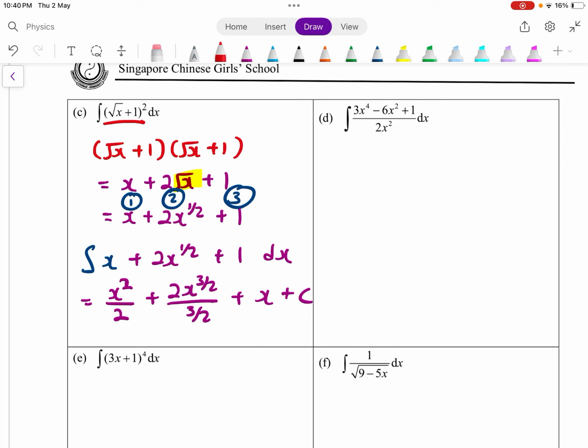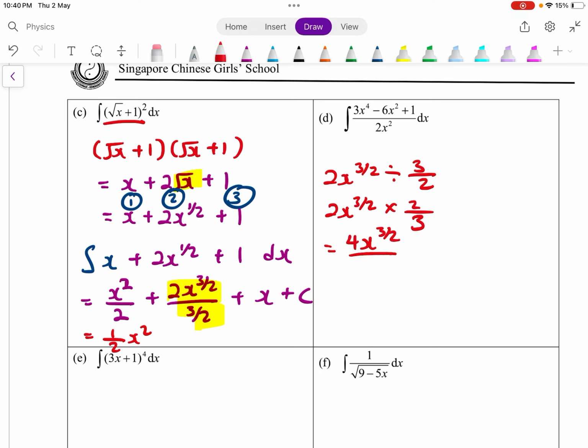Okay, the last step is to simplify. The first term, just put as half x squared. For the second term, 2x to the power of 3 over 2 divided by 3 over 2, you keep, change, flip, meaning 2x to the power of 3 over 2 times 2 thirds. Then you get 4x to the power of 3 over 2 over 3. So this will give you 4 thirds x to the power of 3 over 2 plus x plus c.